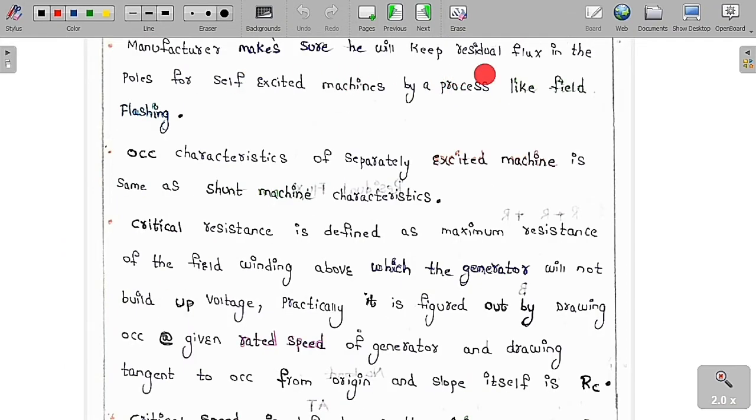The manufacturer makes sure he will keep the residual flux in the poles for self-excited machines by a process called field flashing. So suppose any pole doesn't have any magnetism, then with the help of this field flashing method, we can keep the residual magnetism in these poles.